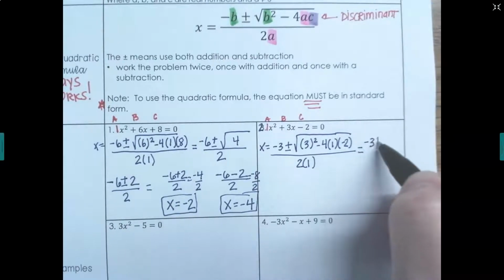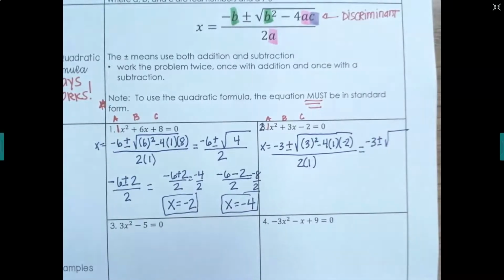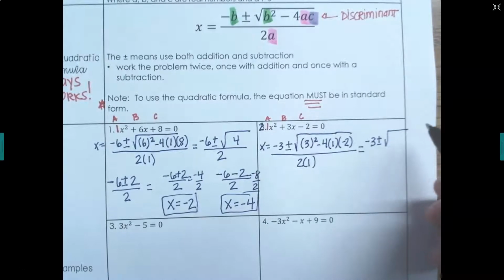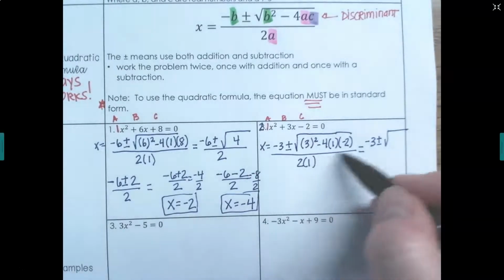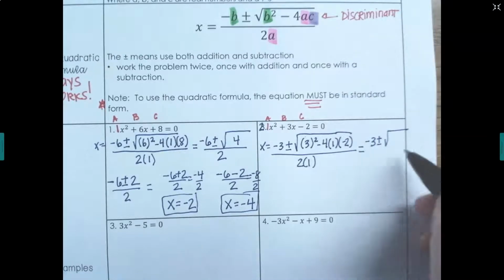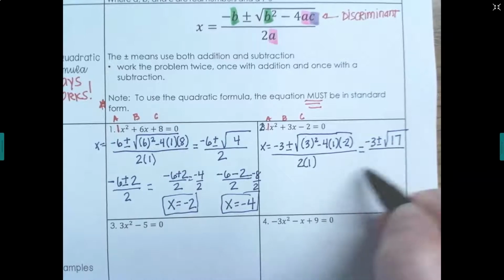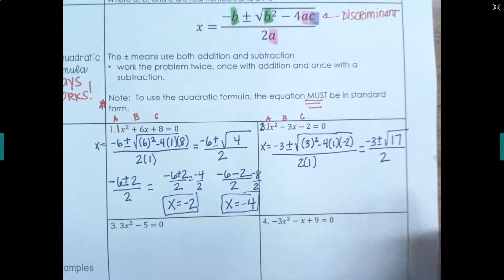I have negative 3 plus or minus, and I want to know what the discriminant number is. So when I put it in my calculator, give it a try, pause the video, put in just the number part, and see what you get. Okay, hopefully you put it in your calculator. I got a 17 there, and 2 times 1 is 2.